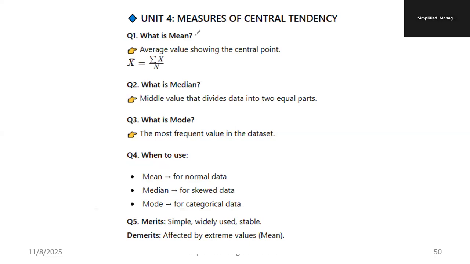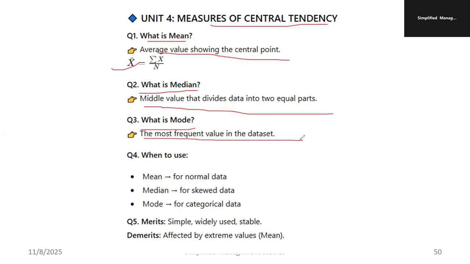Coming to measures of central tendency. What do you mean by mean? The average value showing the central point, sigma x by n. What is median? The middle value that divides the data into equal parts. Then what is mode? The most frequent value which is available in the data set. That is called the mode.